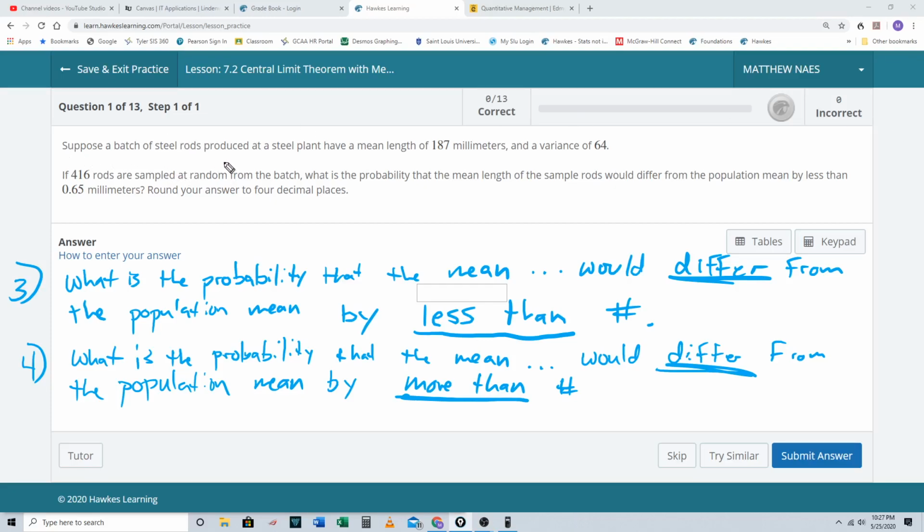Suppose the steel rods produced by a steel plant have a mean length of 187 and a variance of 64. So that automatically says square root of 64 to get 8. That is your sigma, sigma is 8. This is your mu, 187. If 416 rods are sampled, so n equals 416.